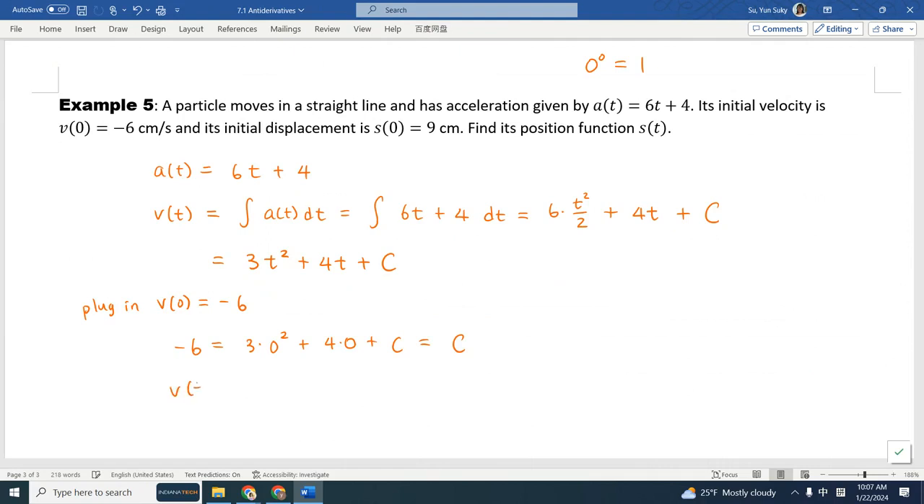So let's rewrite it. Velocity is 3t squared plus 4t, and then c is negative 6. Okay, now it's your turn. Please integrate the velocity to get the displacement. Integrate that, get the displacement, plug in the initial displacement to find the d.